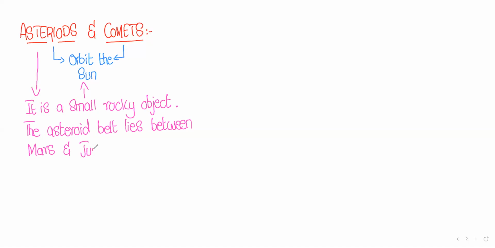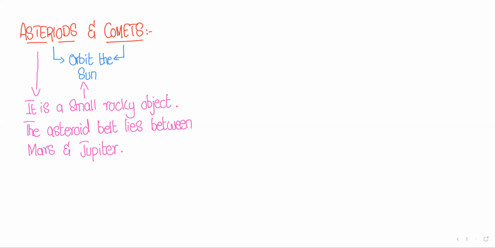So if we want to observe the maximum number of asteroids, that will be between Mars and Jupiter, and it is a small rocky type object, just like we can say a small planet. It also orbits around the sun, right?